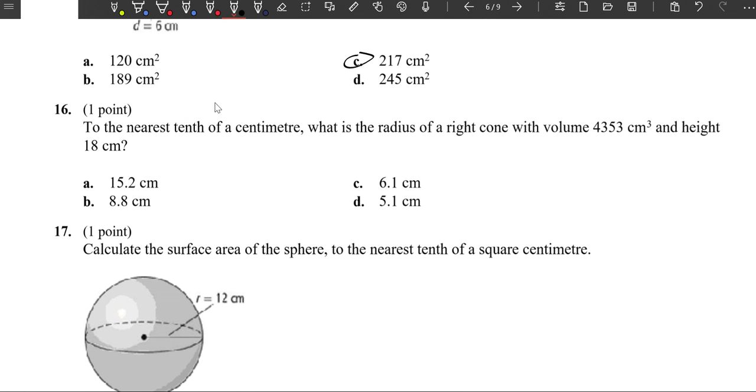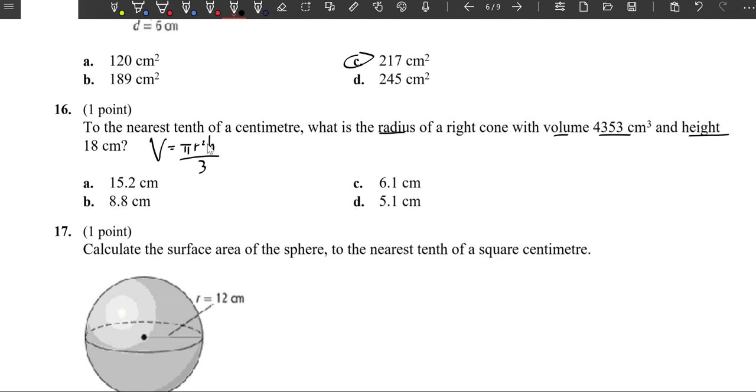Number 16, to the nearest tenth of a centimeter, what's the radius of a right cone with a volume of 4,353 cubic centimeters and a height of 18? So we're looking for the volume of a cone. The volume of a cone is going to be, we take pi r squared h and divide it by 3. So they tell us the volume and they tell us the height, and they want to know the radius. So we're solving for r.